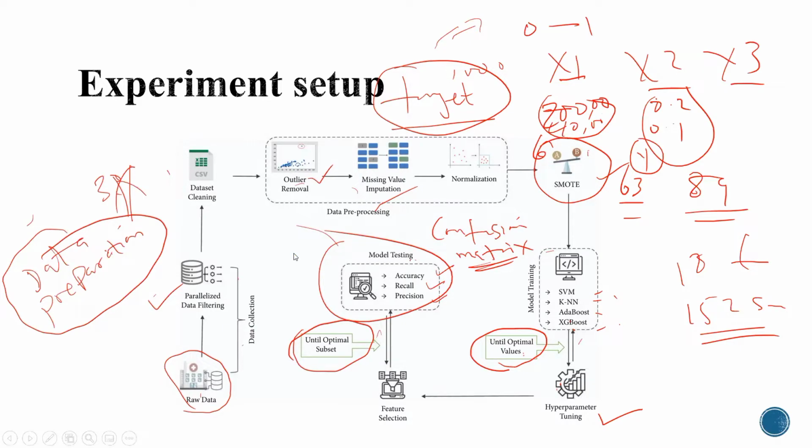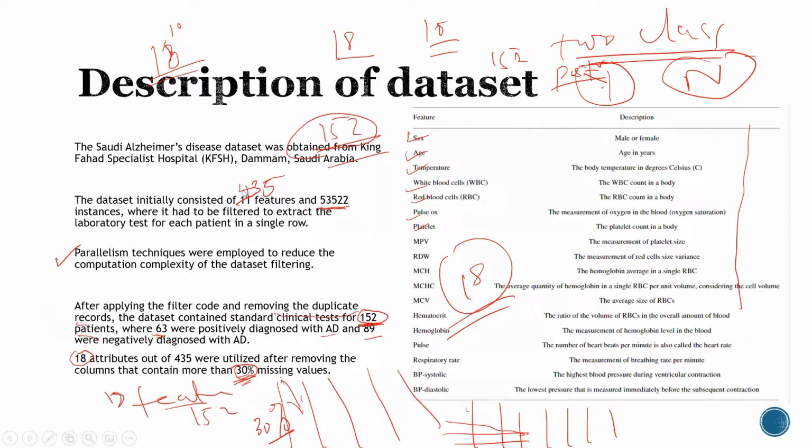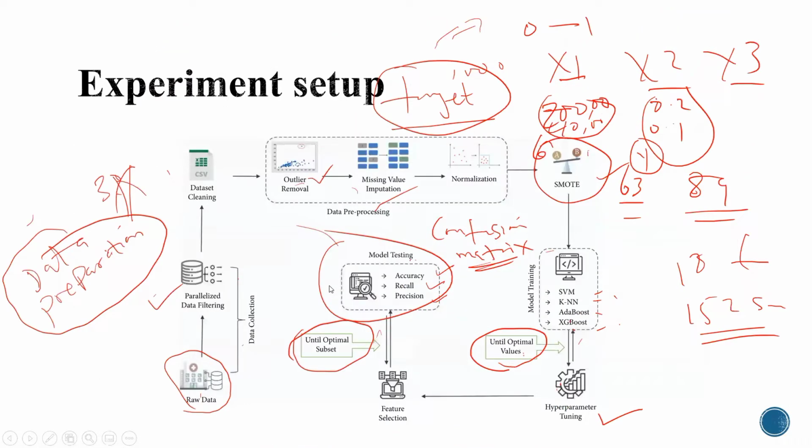And that was what led us from 435 features and 53,000 samples, just imagine that size, down to just 80 features and 152 samples. A lot of things have been removed, either because they were repeated or they were not supposed to be there. The activity was so huge that we even had to use a parallel system to make it easy to filter the data.